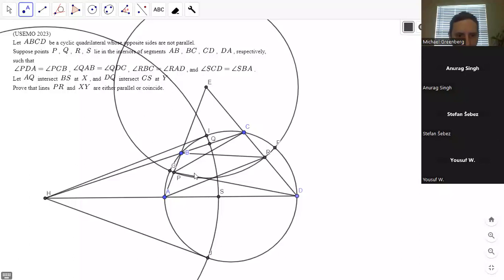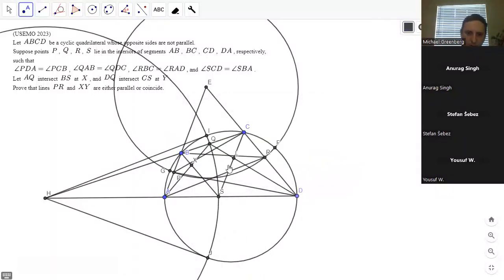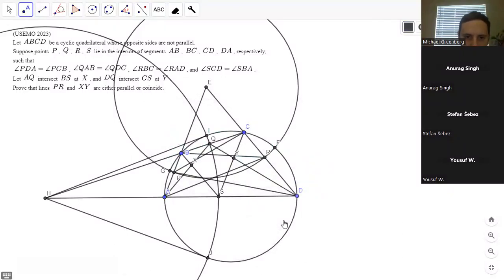And we want to show, so let AQ meet BS at X. And I'm guessing DQ meets CS at Y. And we want to show PR and XY are either parallel or coincide. In either case, if you prove that they are parallel, you are done. If we can show they're parallel, then what?